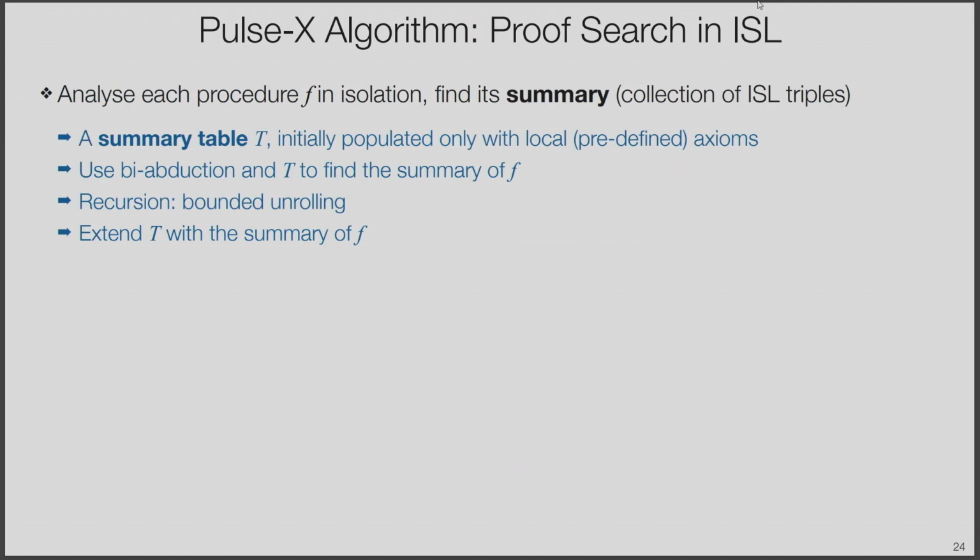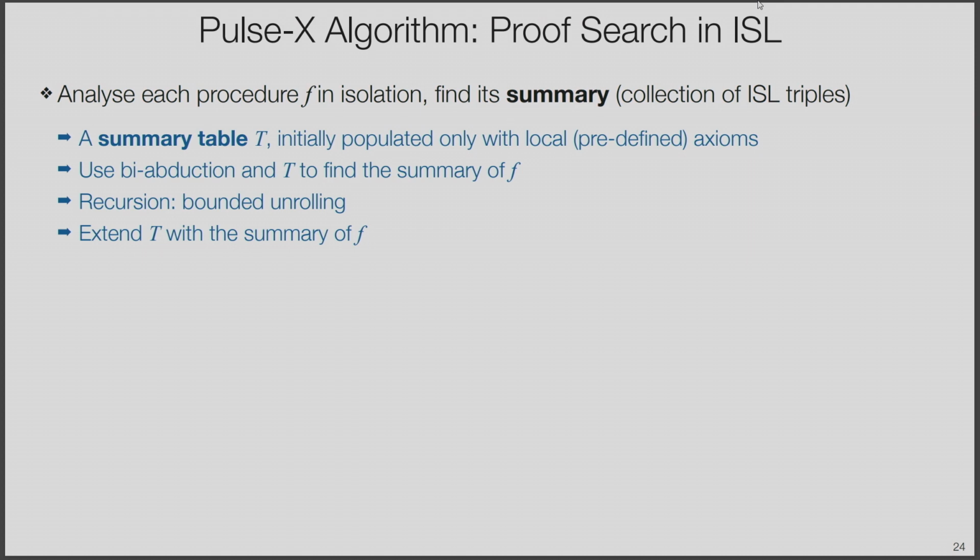So a little bit more about that. I said we analyze each procedure in isolation. So what we do is find the summary of each procedure. And a summary really is a collection of these incorrectness triples that you just saw, a collection of specs. To do that, we have a summary table T, which we initially populate with those local axioms that you just saw. You can think of those as the building blocks. Initially, you just have the specifications for heap operations. And as you iterate and analyze each procedure in isolation, you build summaries for procedures and add them to T.